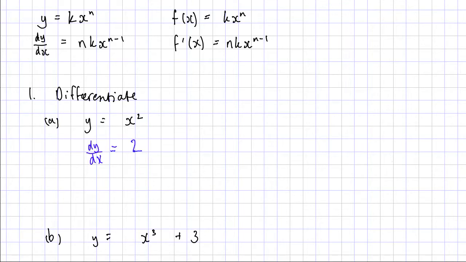now k is 1, so I don't need to write that, and then I've got x, and then I need to do n minus 1 here. So my n was 2, so 2 minus 1. So this is going to be equal to 2x. And 2 minus 1 is 1, so I can just write it as 2x. So if I differentiate y equals x squared, dy over dx is equal to 2x.